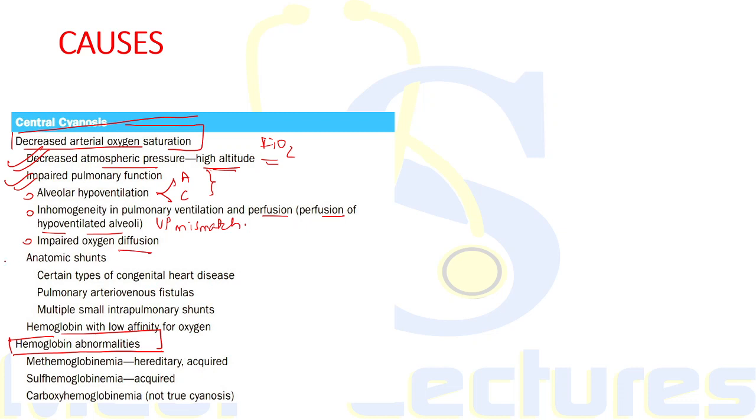Anatomic shunts can also lead to central cyanosis, which can be seen in certain types of congenital heart disease, pulmonary AV fistulas, and multiple small intrapulmonary shunts. Now, these AV fistulas can either be congenital or acquired, can be either solitary or multiple, and can be microscopic or massive. So, the degree of cyanosis will depend on the size of the pulmonary AV fistulas.